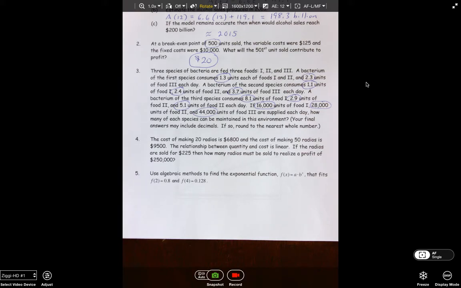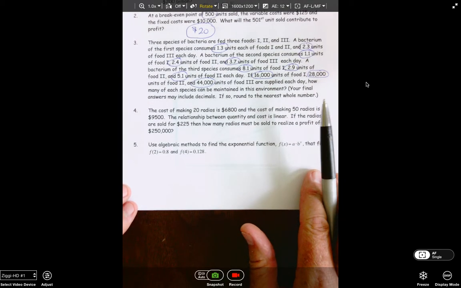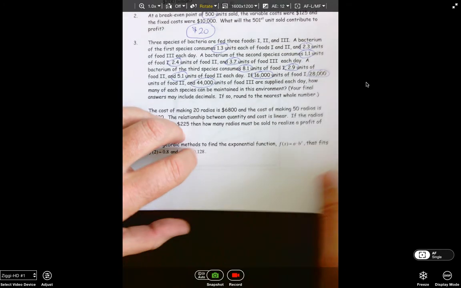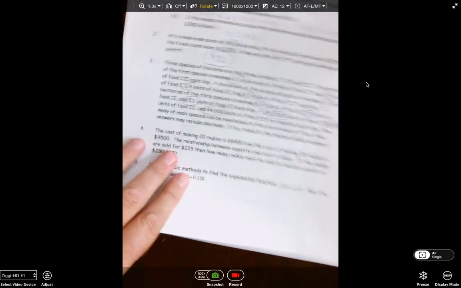So anyway, I just finished problem number 3. I want to go ahead and finish problems 4 and 5 and some more, okay? So the cost of making 20 radios, let me put this up a little bit so I can get a sheet of paper and actually work the problem for you.